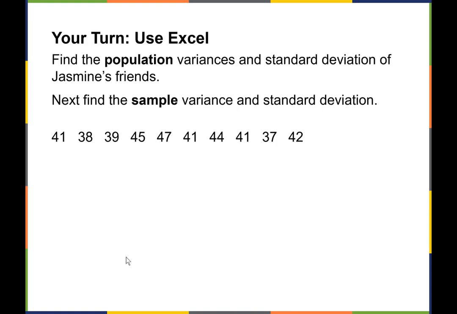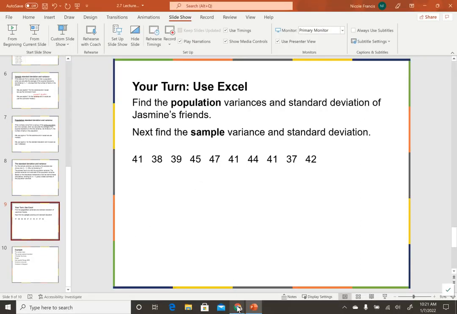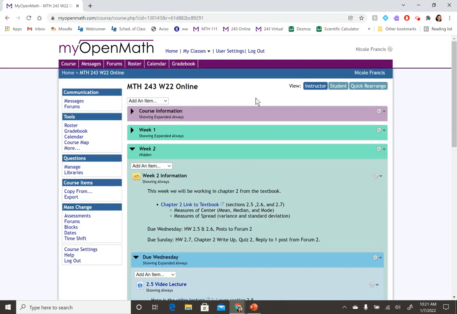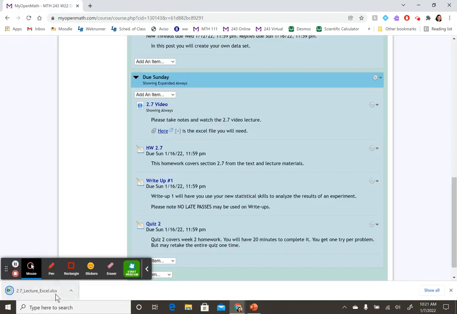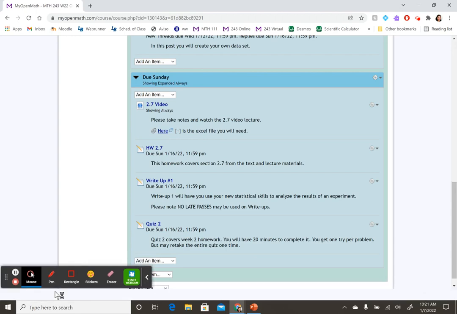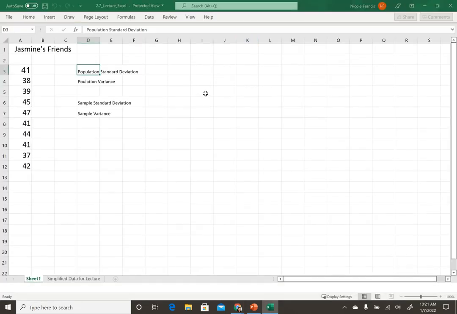All right, we've done a lot of complicated calculations. I've talked about sample and population variances and standard deviations. Let's go ahead and go to Excel and just practice using these. So let's go to the MyOpenMath page and go down to today's notes, 2.7, please. Here is the Excel file you're going to need, so download it, open it up, and let's enable editing.